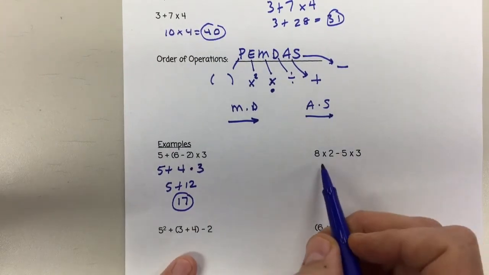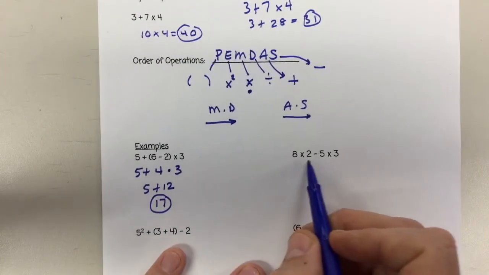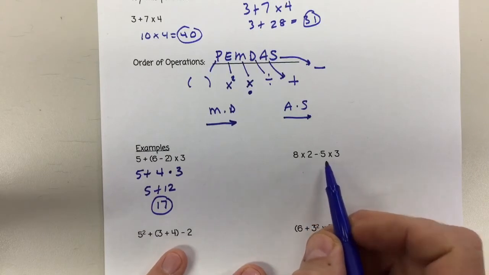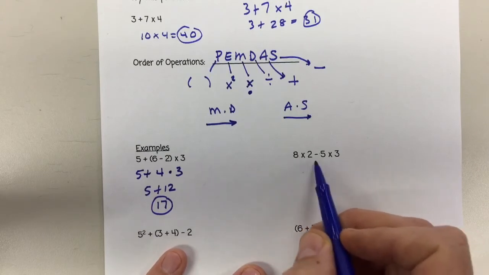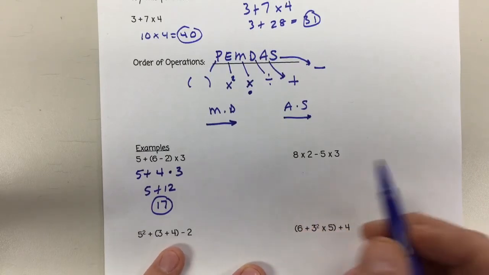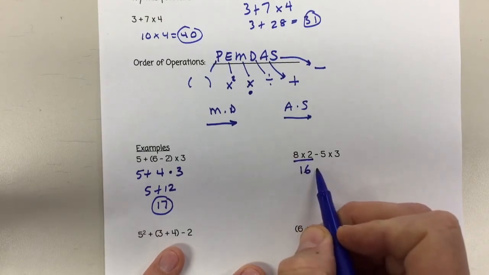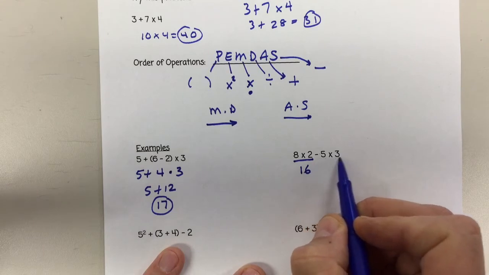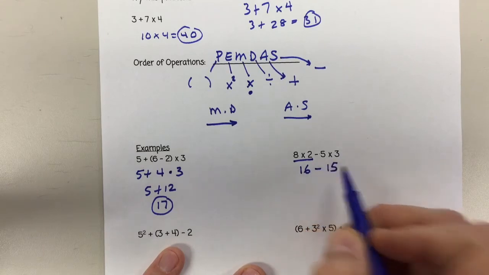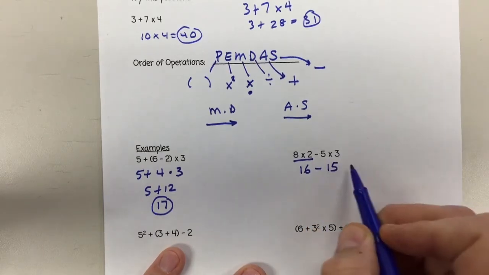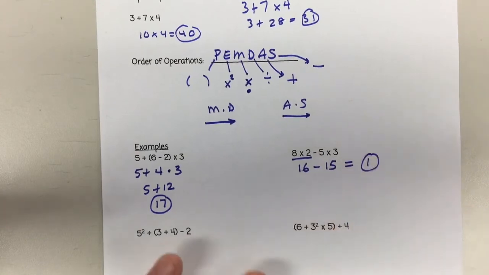In our second example, I have 8 times 2 minus 5 times 3. So I have multiplication and subtraction in the problem, so I'm going to do multiplication first. So first I'll do 8 times 2 is 16, and then I'll do 5 times 3 is 15. And I leave the subtraction to the end. 16 minus 15 is 1.